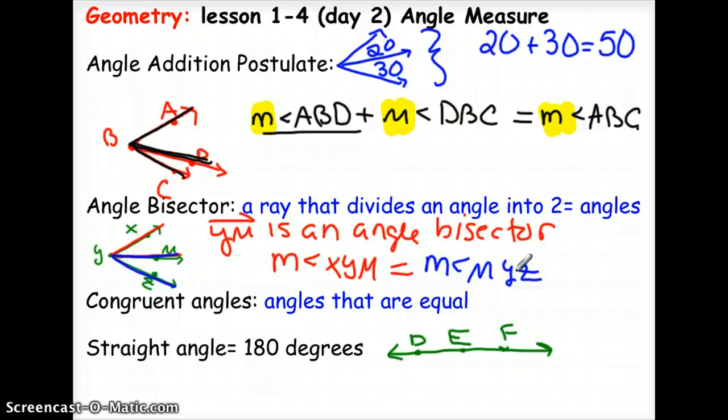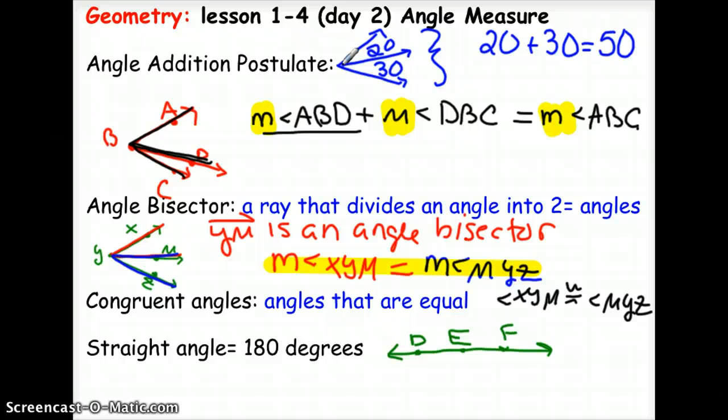We've talked about congruent with congruent line segments. Congruent angles are angles that are equal. Congruent means equals. So if I'm talking about two angles being equal like I have above here, and I want to write them as congruent, at that point then the M's drop off and you're just talking about angle XYM congruent to angle MYZ. So when you're talking about congruent, you don't need the measures. When you're talking about equals, you need the M's, the measures.